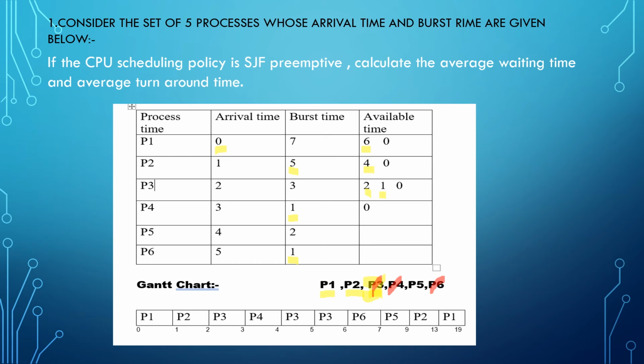So now let us see the P5 process. P5's 2 burst time we have included. So here the 2 burst time is also completed. Here also the available time is 0 milliseconds. So the P5 process is also completed.